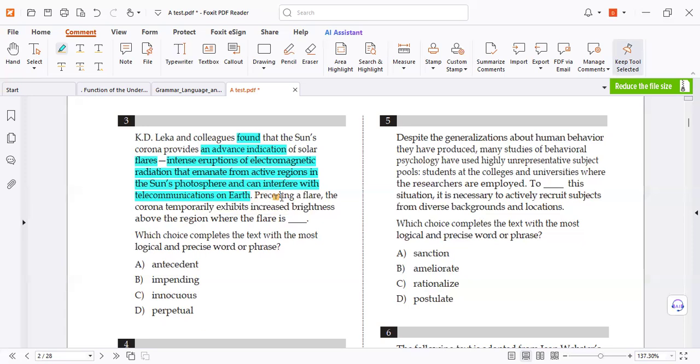Now again, preceding. Oh, I know from the Latin root pre means before. So before a flare, before this eruption, the corona temporarily exhibits increased brightness above the region where the flare is. So this action happened in the region. If you said anti here, it means before, so how is the flare before the flare? Flare before the flare doesn't make sense. It's the opposite.